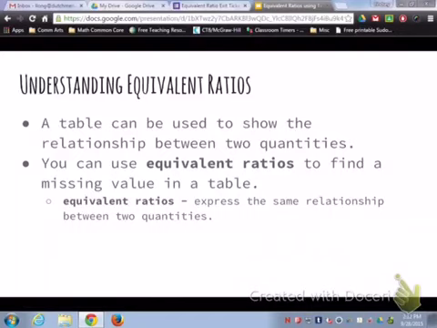A table can be used to show the relationship between two quantities. Okay? You can use equivalent ratios to find missing values when we're using these tables. And just in case you need it, equivalent ratios express the same relationship between two different quantities.